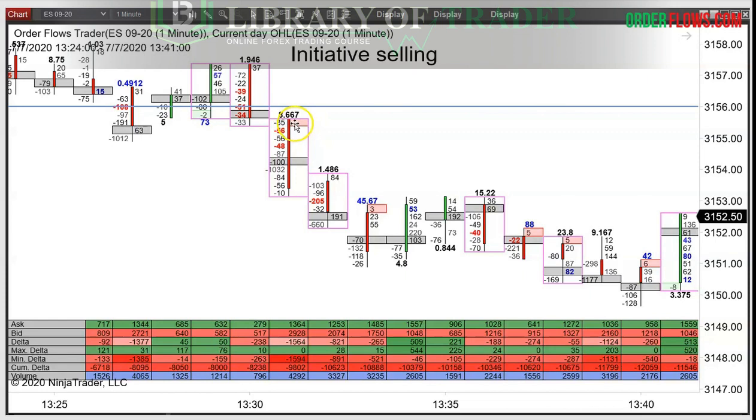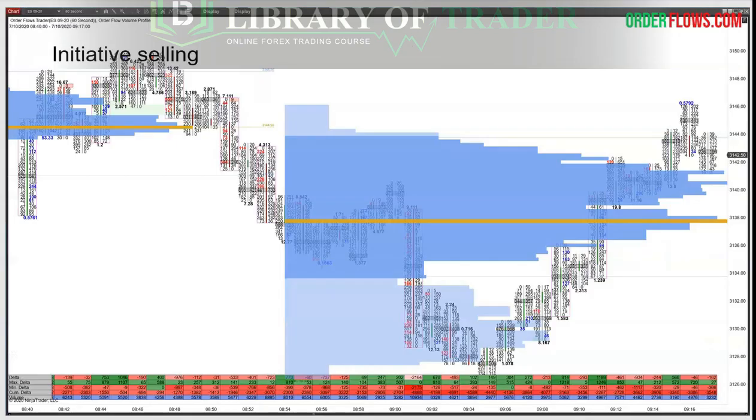All right, you can see here, look at this bar, all selling, not even anything volume up here, right? And this bar almost all selling, this bar almost all selling. Okay, so you can see the signs coming in of initiative selling when you're taking out a support area, and the overnight low is a good support area for a lot of people.